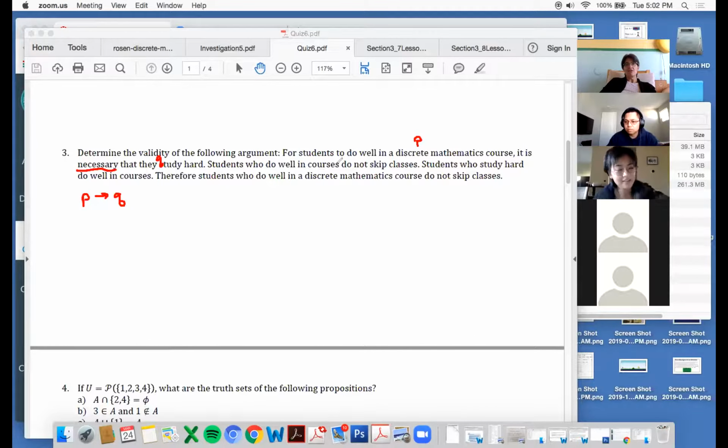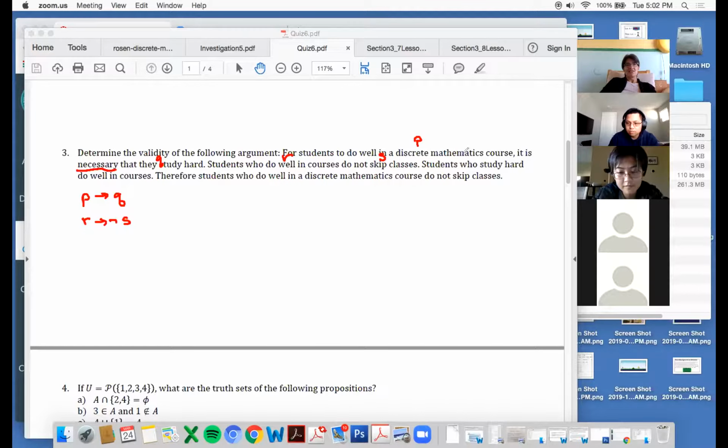Now, students who do well in courses is different from students who do well in discrete math. These are 2 separate statements. I'm going to call that R. Do not skip classes. So if students do well in courses, then they do not skip classes.